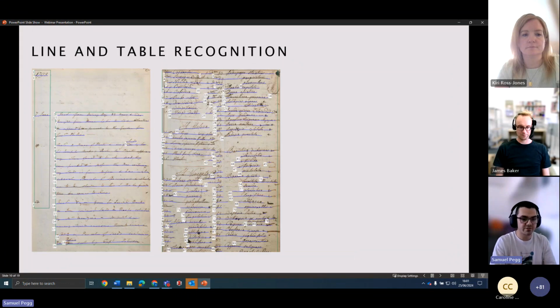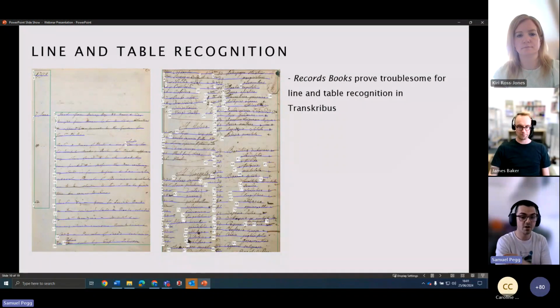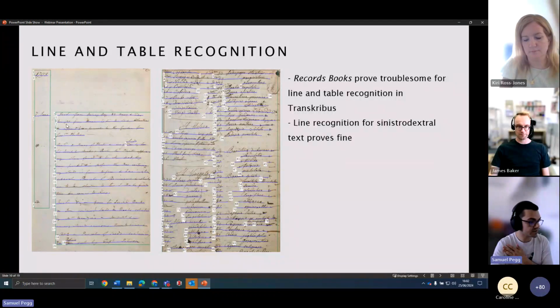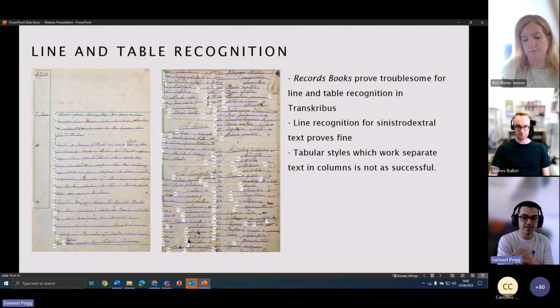Another thing with Transcribus is that the process of finessing the manual transcription also required working with Transcribus for line and table recognition, because the record books organize information in a tabular form, something which Transcribus struggles with. Line recognition does not prove too troublesome with sinistrodextral line styles, continuous from left to right, something along the lines of here. It's continuous from one end to the other. However, when we begin to introduce a tabular style, things begin to break down in Transcribus. This is because gaps in the same line are recognized as separate lines in Transcribus. Sometimes that's useful, sometimes not so much.